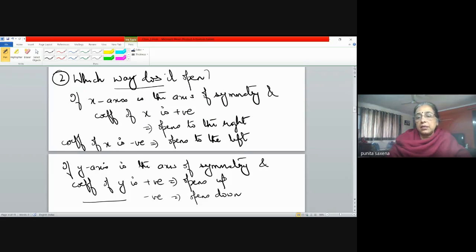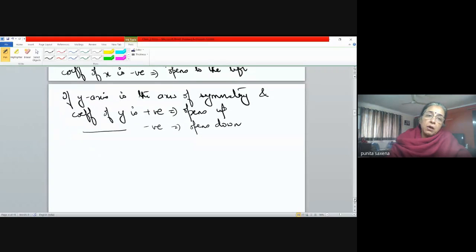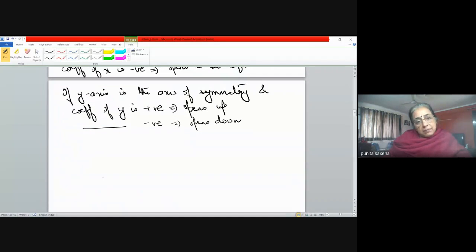Is this clear? Okay. So far we have identified two things. Number one, what is the axis of symmetry? Number two, where it is going to open: left, right, up or down. Now we have to come to the crucial part, to identify which way it opens.